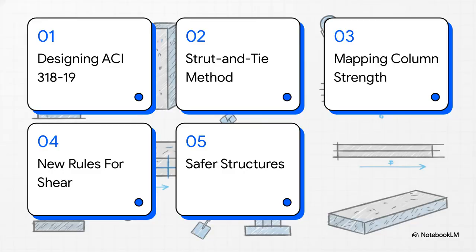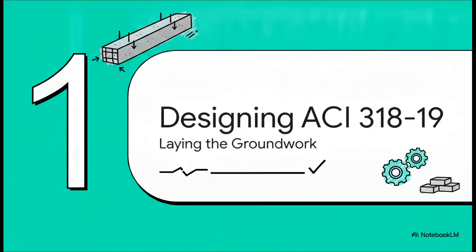First, designing with ACI 318-19. Second, the strut and tie method. Third, mapping column strength. Fourth, new rules for shear. And fifth, building safer structures. Let's jump right in. Section 1.